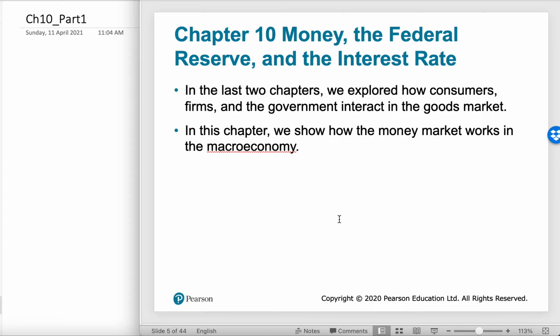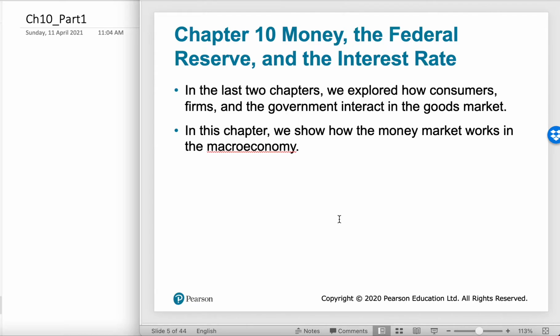So let's start with the money. Over the last two chapters, chapter 8 and 9, we explored how consumers, firms and government interact in the goods and services market. But we assumed that money is not an issue. There is money in circulation, and people are paying for different goods and services with the help of the money existing in that society.